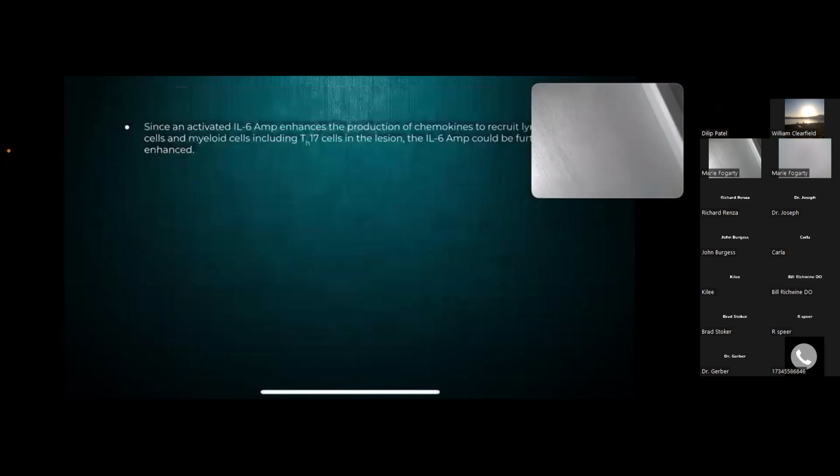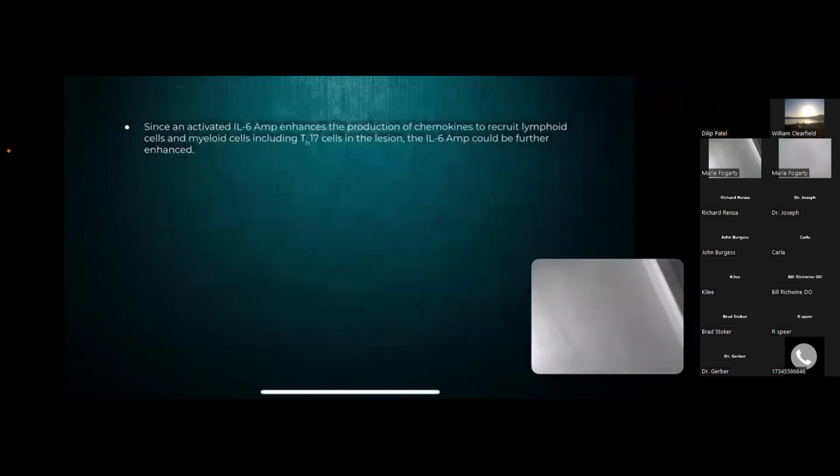Sorry about that. Since an activated interleukin 6 amplifier enhances the production of chemokines to recruit lymphoid cells and myeloid cells, including Th17 cells, into the lead. Myeloid cells come from the bone marrow. They're the immature cells. So you get more immature cells also being attracted, which eventually will mature. The interleukin 6 amplification could further be enhanced.